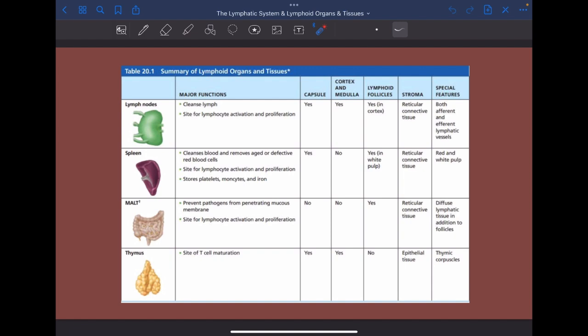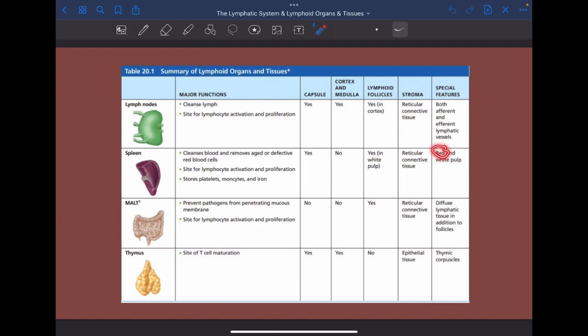Cortex and medulla is only present in the lymph node and in the thymus. Then we said that the lymphoid follicles or the germinal centers are present in all of them except the thymus, because the thymus only has T cells. And then a certain special feature is that the lymph node is the only one that will cleanse the lymph, so it has afferent and efferent lymphatic vessels.